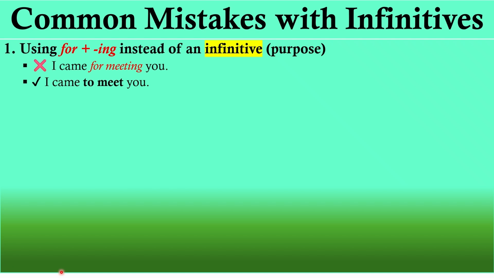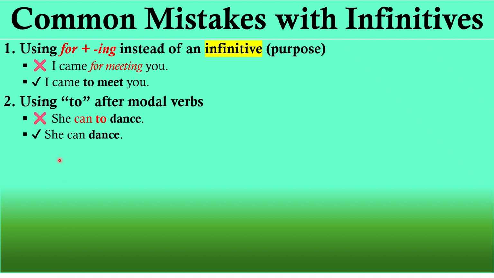So remember, when you want to express purpose, use to followed by the base form of the verb, not for plus verb ing. The second mistake is using the word to after a modal verb. Modal verbs must be followed by the bare infinitive, which means the verb without to. For example, some learners say, she can to dance, but the correct form is, she can dance.